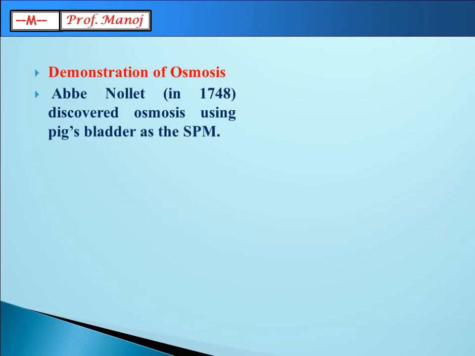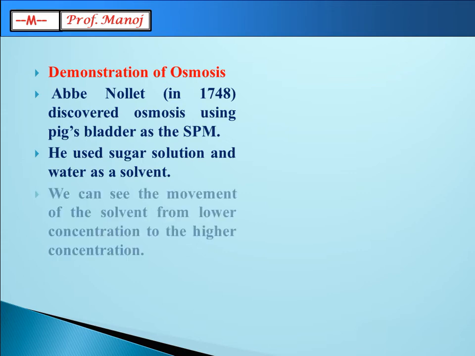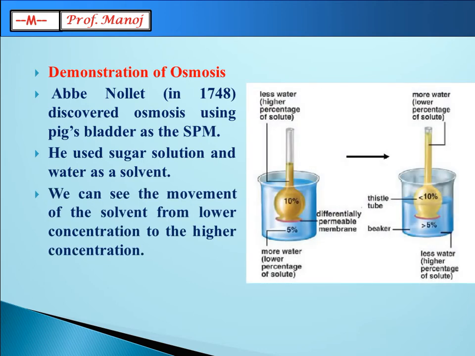Osmosis was discovered by a French scientist called Abbe Nollet. In 1748, he discovered osmosis using pig's bladder as semi-permeable membrane. In Abbe Nollet's experiment, he had taken sugar solution and water as a solvent. Let us see the arrangement that Abbe Nollet had done.